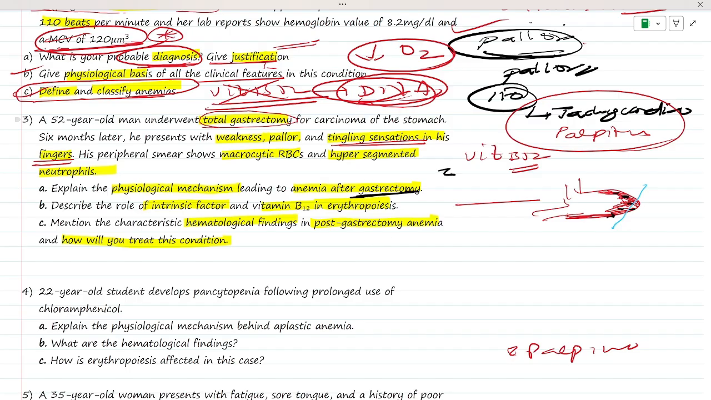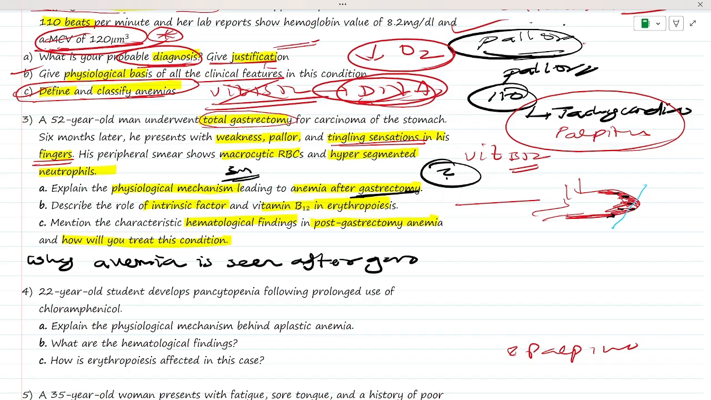This is a reasoning question. CBME also proposed reasoning questions for 3 marks in the paper, right? So this can also be asked as a reasoning question. I'll just write here: why anemia is seen after gastrectomy? Please ignore my handwriting, guys. So why anemia after gastrectomy?